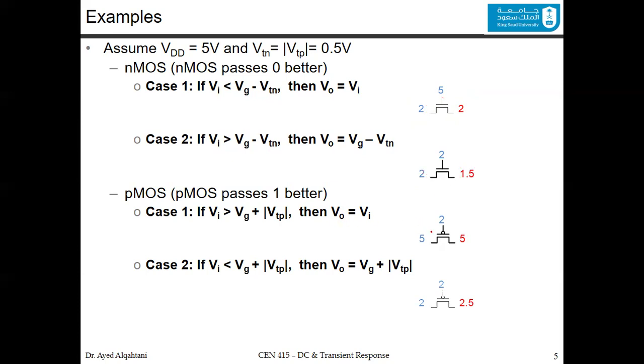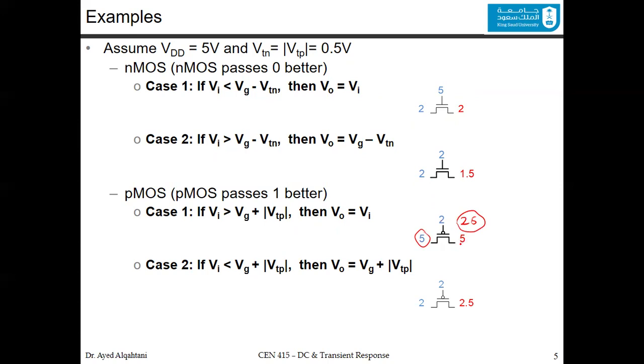For the PMOS, let's say you have 2 and 5. Now, because it's PMOS, you add the absolute value of the threshold, V threshold of P, which is 0.5 volt, as we said. They are both the same in this example. So you take 2 and you add to it half a volt, so it becomes 2.5. Now you compare 2.5 to 5 volt, and you take the maximum voltage in the PMOS, which is 5.